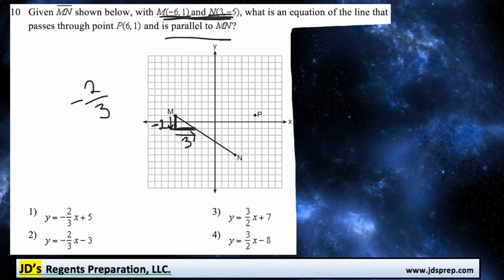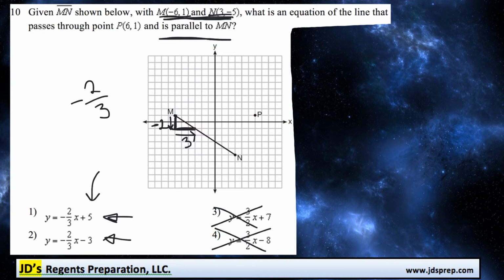Now, any line that's parallel to that will have the same slope, -2/3. So right off the bat, we can tell that options number 3 and 4 are incorrect because they don't have -2/3 as a slope. Now, looking at the two options that could be correct, the differences are the b value, which of course represents the y-intercept.